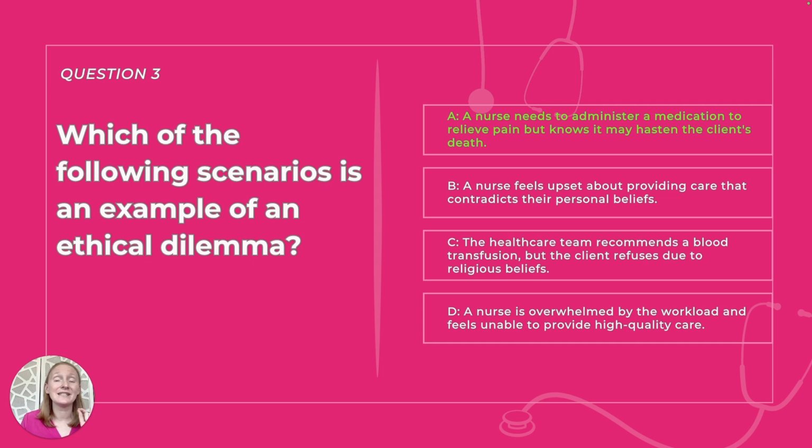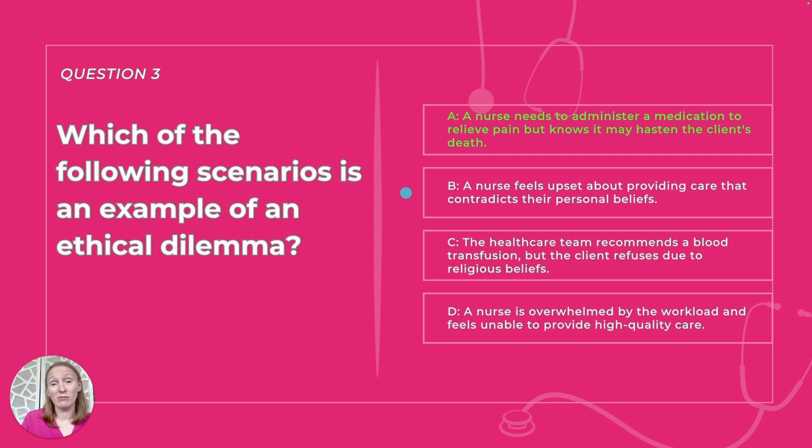This is an ethical dilemma because we have a conflict of 2 different ethical principles. Remember the 5 ethical principles from question number 1? In this case, we are competing between beneficence and non-maleficence. Giving the pain medication is an act of beneficence because it is providing good care and is helping the patient feel better and more comfortable. However, giving this pain medication may hasten the client's death, which is an issue of non-maleficence. It goes against the idea of do no harm. Whenever you have 2 ethical principles conflicting, that's an ethical dilemma.